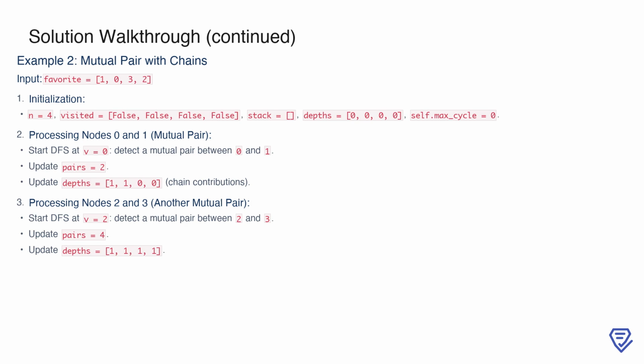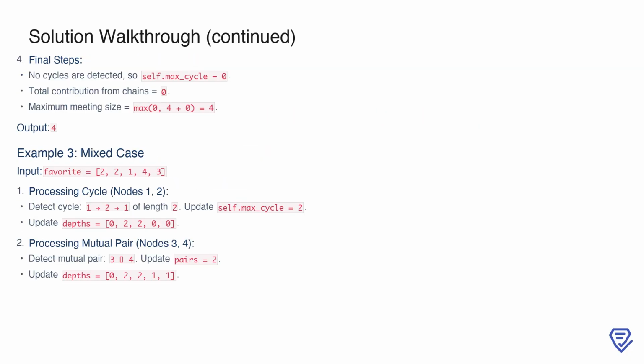Similarly, we detect another mutual pair between nodes 2 and 3, as node 2 favors node 3, and node 3 favors node 2. This adds another 2 to pairs, bringing the total to 4. The depths array is updated again, resulting in depths equals [1, 1, 1, 1]. With all nodes processed, we find that there are no cycles in this example, so self.max_cycle remains 0. The total contribution from chains is also 0 in this case, as there are no additional chains extending from the mutual pairs. The maximum meeting size is therefore calculated as the sum of the mutual pairs and chain contributions, which is 4. This gives us the output of 4.